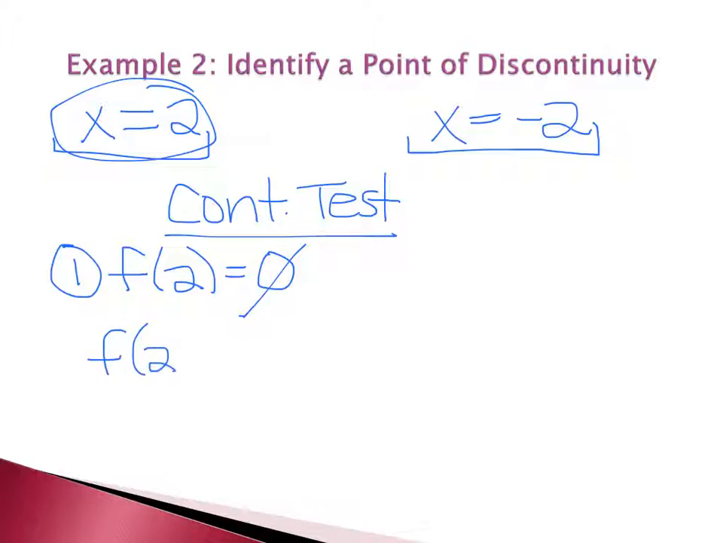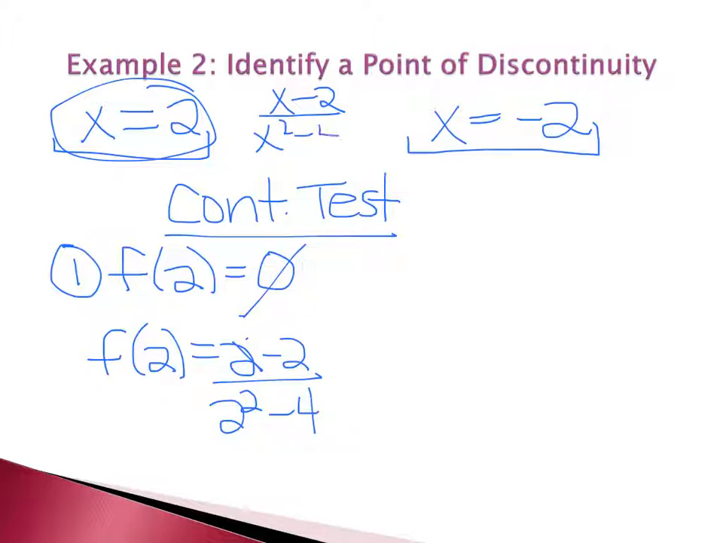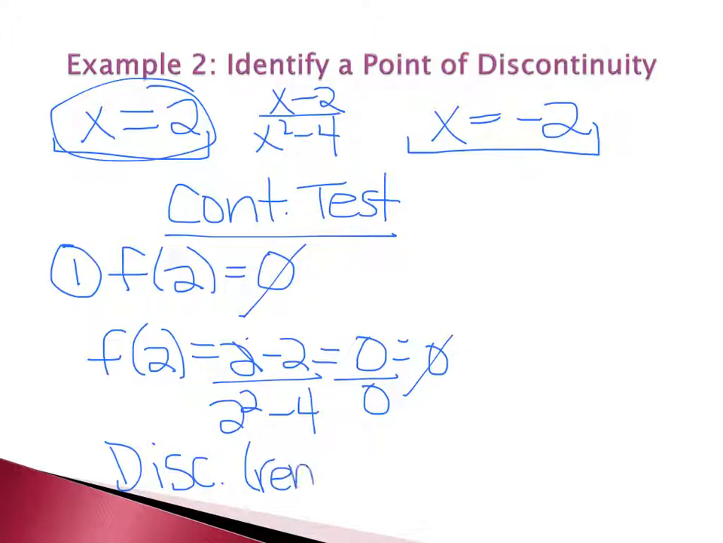Now, if you don't believe me, f of 2 equals 2 minus 2 over 2 squared minus 4. I'm plugging in 2 into the function. Again, the function was x minus 2 over x squared minus 4. And if I plug in 2, I get 0 over 0. And since we can't divide by 0, that function is undefined at 2. Okay, we're done with the continuity test for this part because the function does not exist at 2. So that tells me that we have what's called a discontinuity, and it's going to be a removable discontinuity.